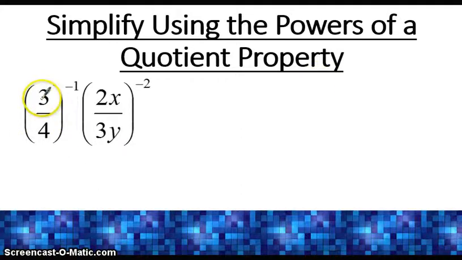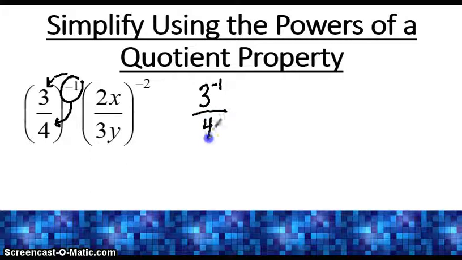Now let's do 3/4 to the negative 1 power times 2x over 3y to the negative 2 power. Take this problem one step at a time. Let's begin with the one on the left. We have the power of a quotient, so we need to give the power to both the numerator and the denominator. So we get 3 to the negative 1 over 4 to the negative 1.